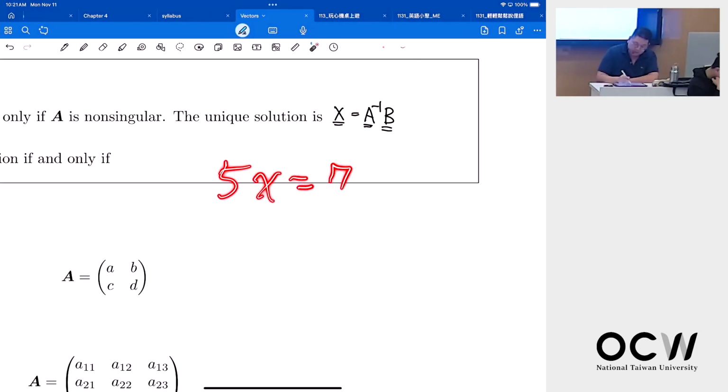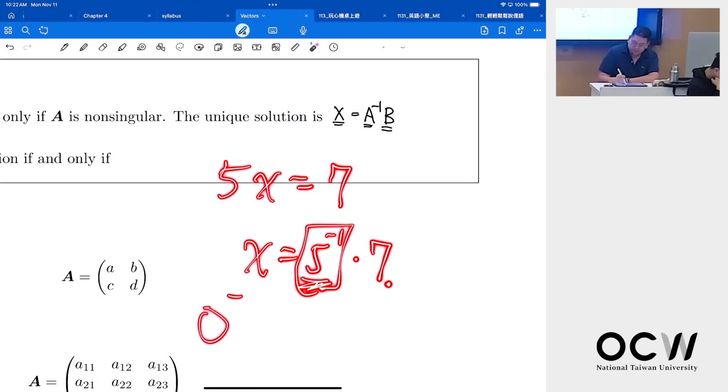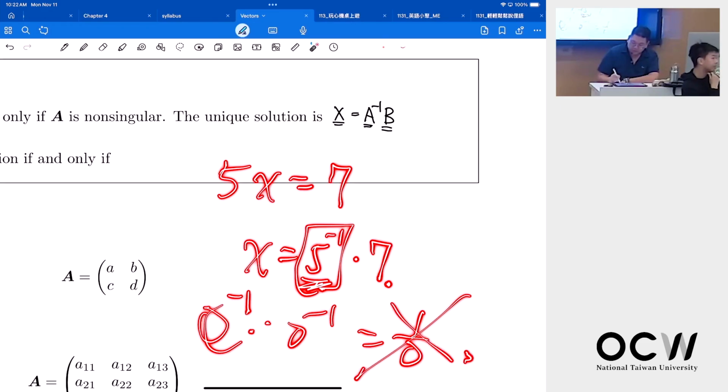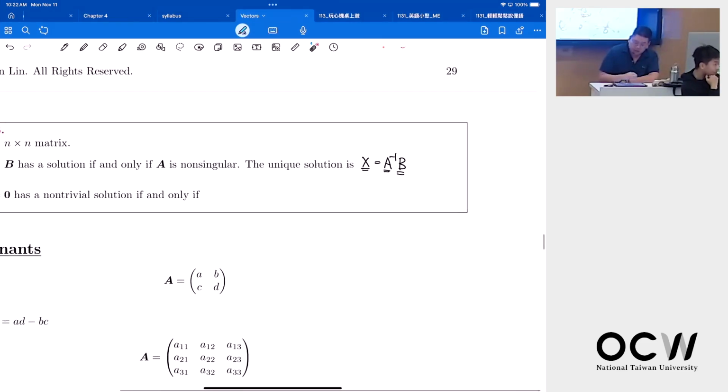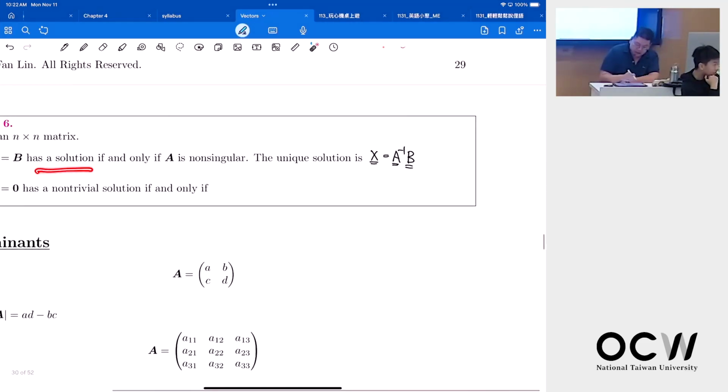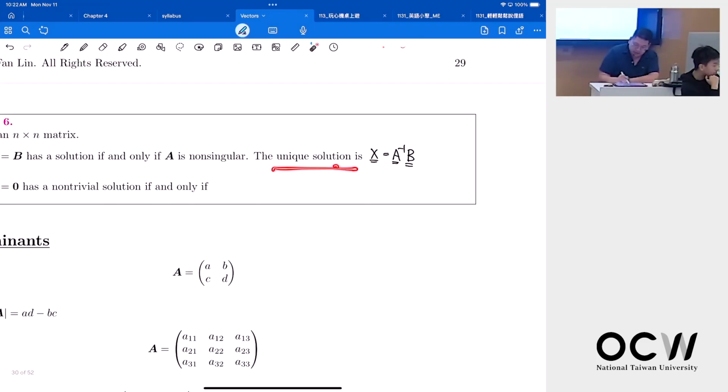5x equals 7, x equals 5 inverse times 7. I have an inverse. 0 inverse, I don't know what it is. 0 inverse will be 1 over 0. So if I have a solution, then this solution is unique and I can express it as A inverse times b, if and only if A is non-singular.